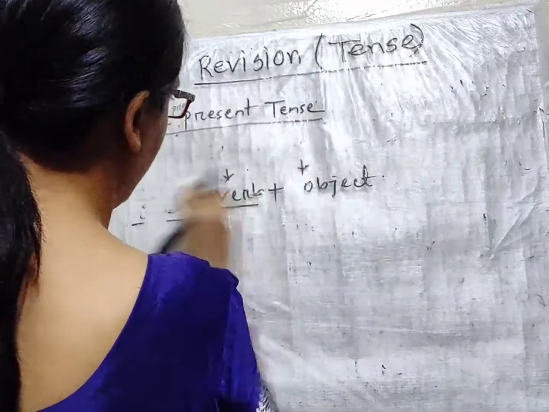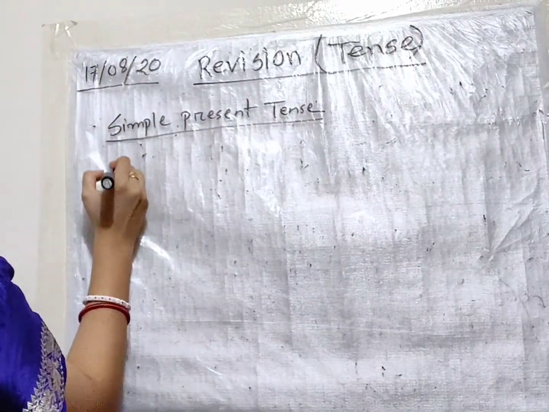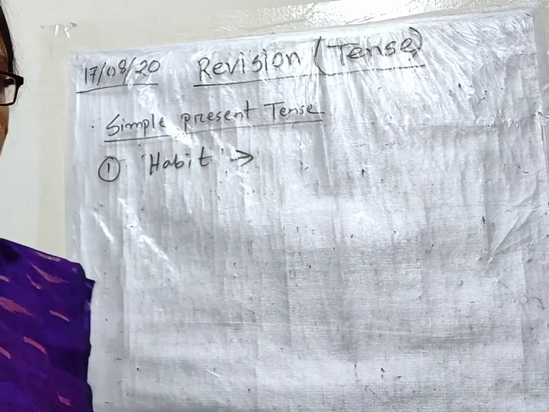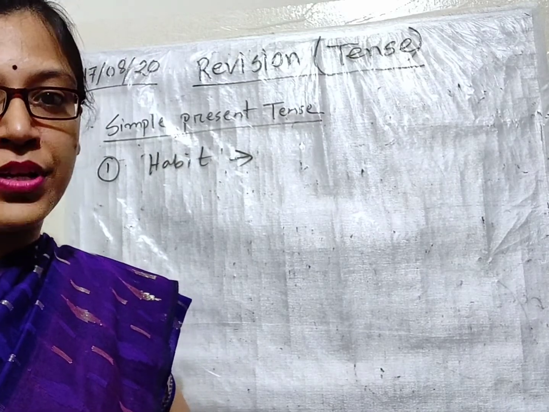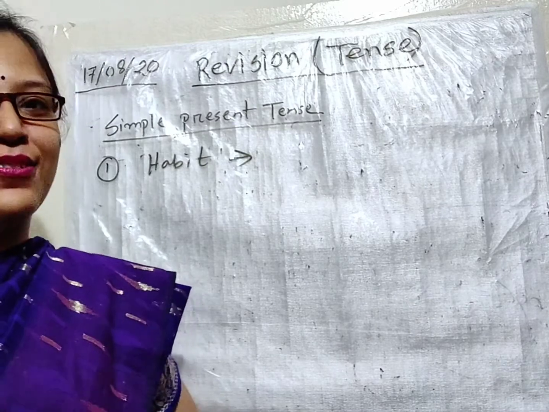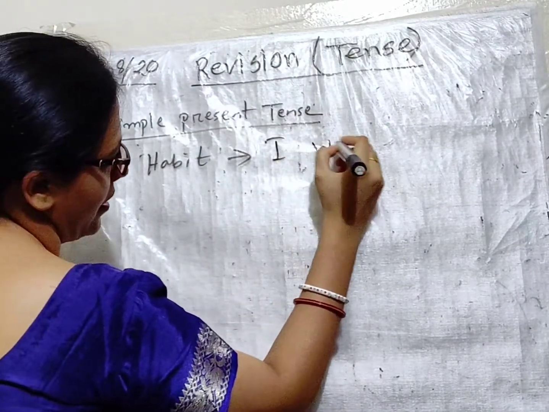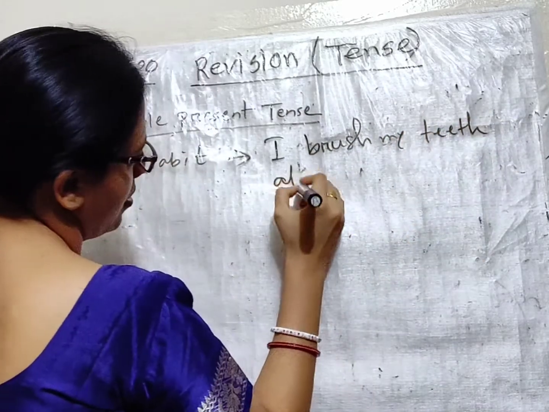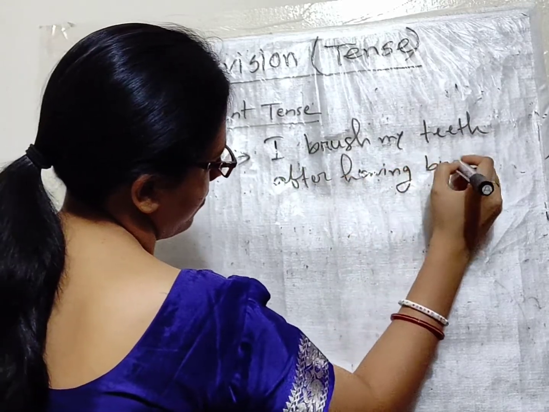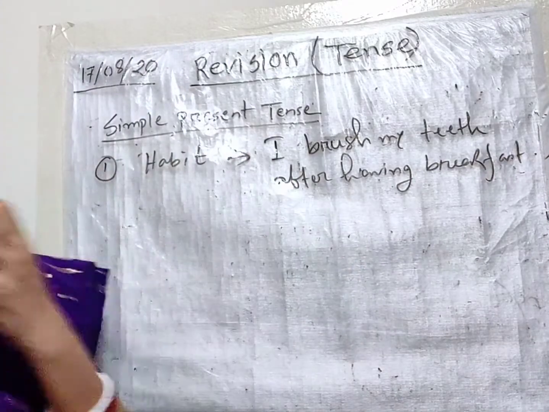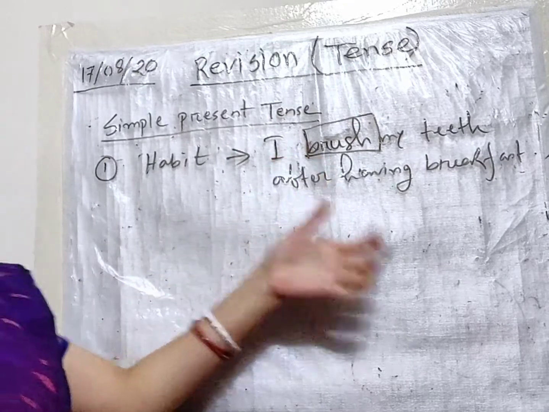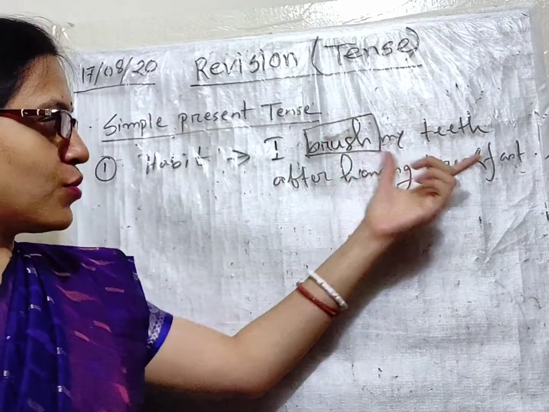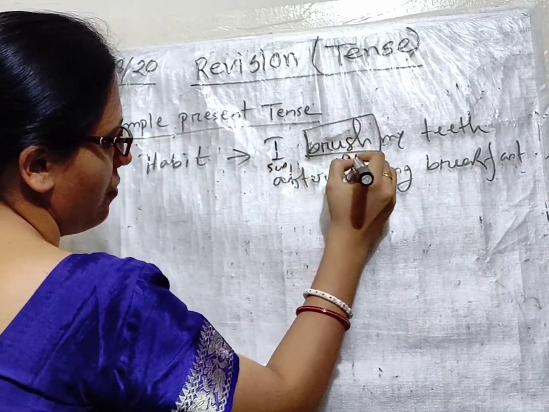Now we will learn that simple present tense is used to express many other things. Number 1, habit. We use simple present tense to express someone's habit. For example, my habit is I wake up in the morning, have breakfast, and then I brush my teeth. I brush my teeth after having breakfast. This is my habit. So for brush, we use the present form of the verb. I used the structure of simple present tense to express my habit: subject, verb, and the rest is object.